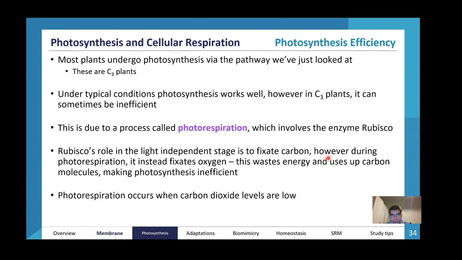Now, most plants will undergo photosynthesis via the pathway we've just looked at, and these are C3 plants. Under typical conditions, photosynthesis works well. However, in C3 plants, it can sometimes be inefficient. This is due to a process called photorespiration, which involves the enzyme RuBisCO. RuBisCO's role in the light independent stage is to fixate carbon. However, during photorespiration, it instead fixates oxygen. This wastes energy and uses up carbon molecules, making photosynthesis inefficient. Photorespiration occurs when carbon dioxide levels are low.